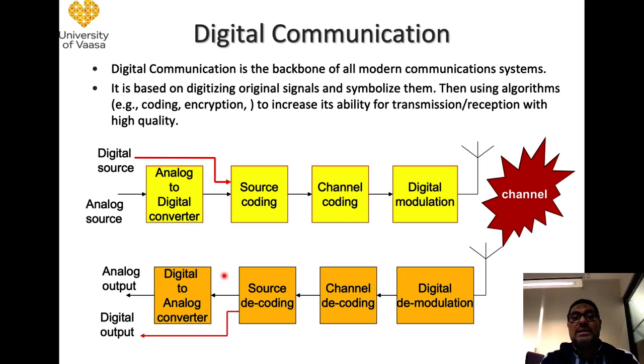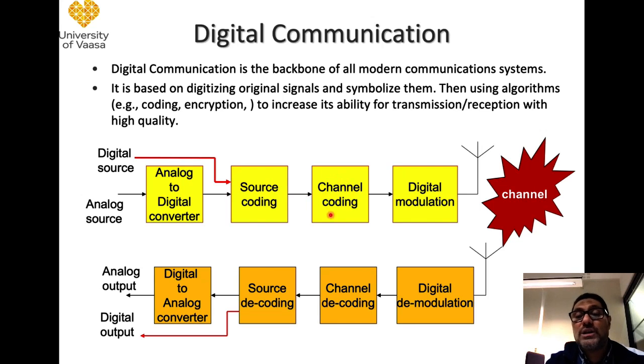So the basic blocks of a digital communication system: we have the analog signal, for example from a sensor, or maybe we already have a sensor or device that generates a digital signal directly, so we don't need to go through the analog to digital converter. Then we have the source coding. The source coding is very important, for example, for compression, and also for equalization of the signal and so on.